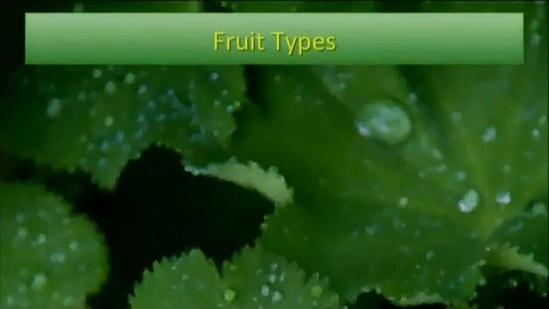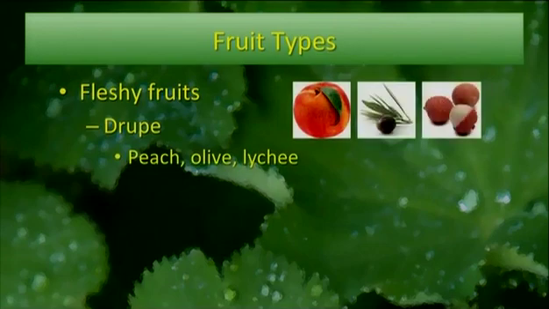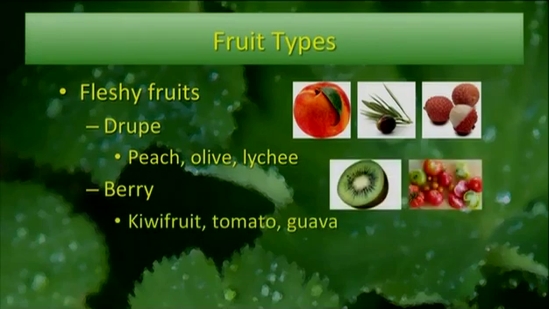Now we're going to get into different kinds of fruit types, and especially the fleshy fruits. That's what we're going to focus on. So a drupe is a single-seeded fruit, and the seed has a hard casing over it, such as what we see in peach and olive and lychee, as well as mango, nectarine, and plum. These are all different kinds of drupes. And berries are thin-skinned fruits with a few to many seeds. Examples of berries include kiwi fruit, tomato, and guava.